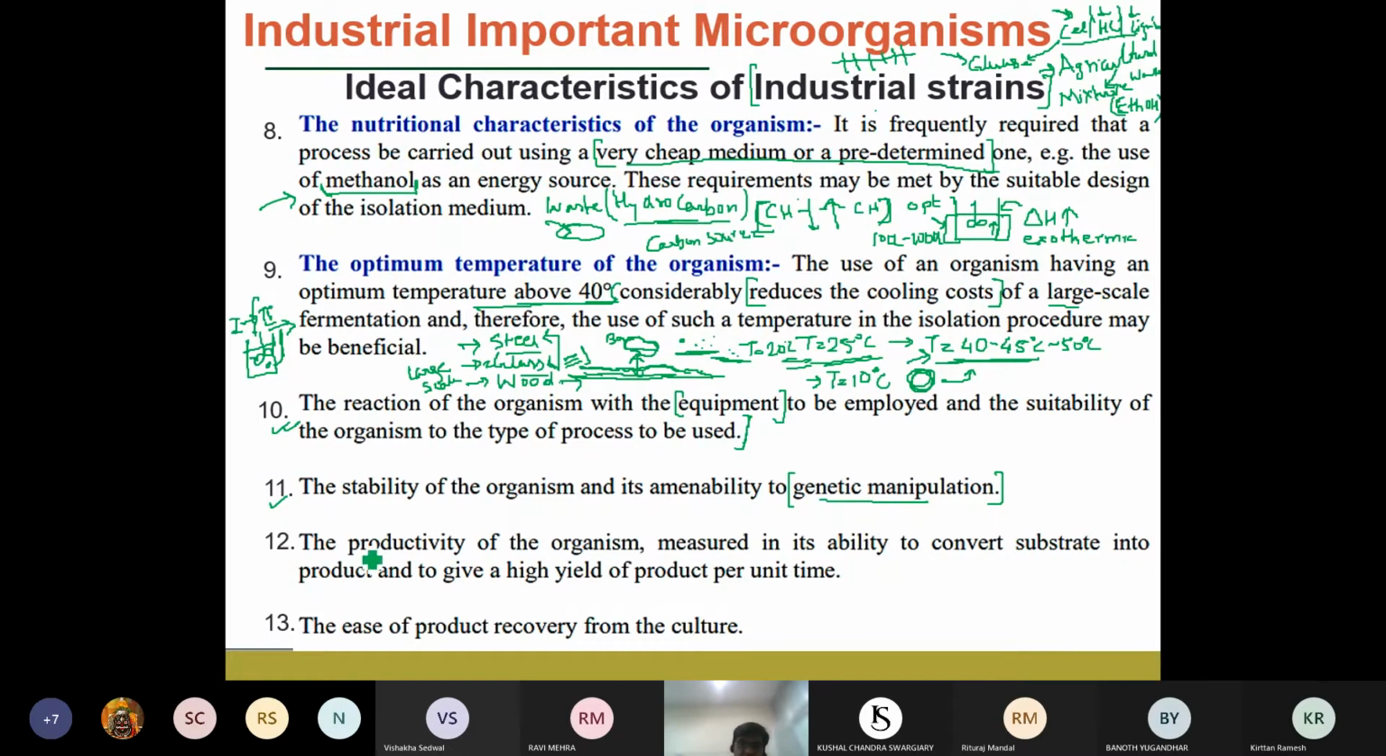Okay, then the productivity of the organism. One of the important things in this case is how the productivity of the organisms is measured.